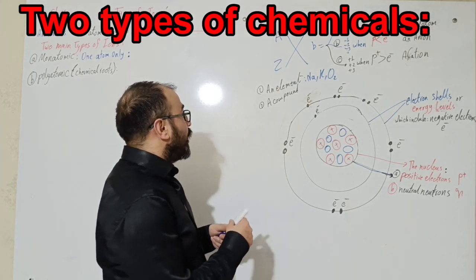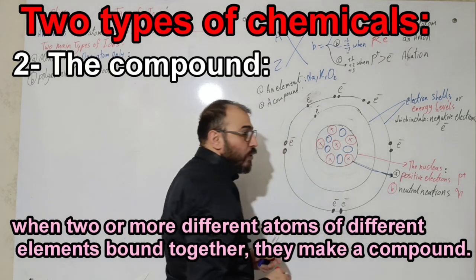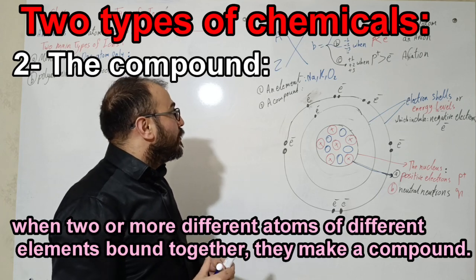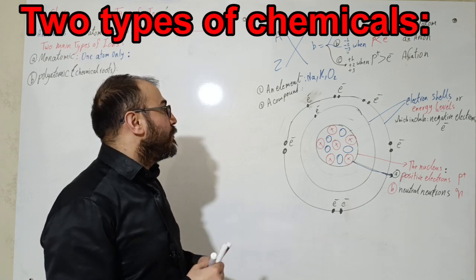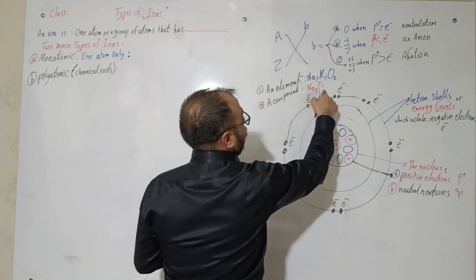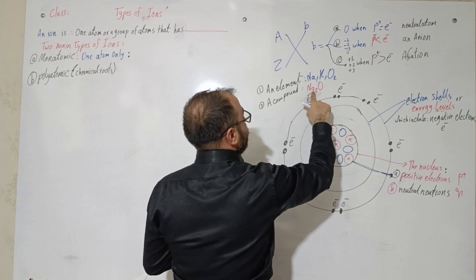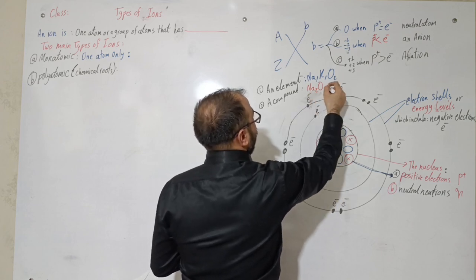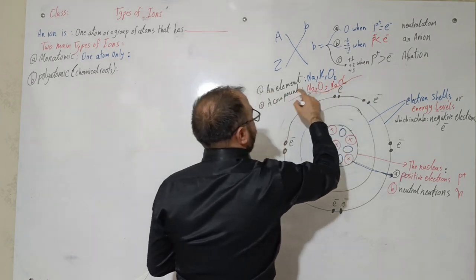Then we talked about the compound, and we said that when we have two or more different atoms from different elements, they make a compound, especially when they are bound chemically together. For example, we have Na2O, sodium oxide. This compound is made up of two different types of elements, sodium and oxygen together, or NaCl, for example, and the list goes on.